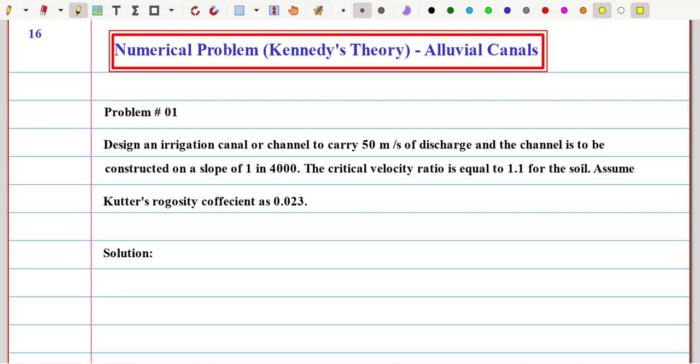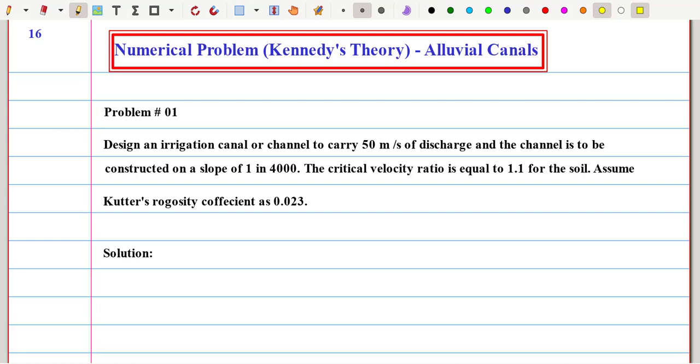So put that and put the value of slope in the equation. And we already got the value of R, hydraulic radius, which is 2.022. And S, the bed slope, is given to us, which is 1 divided by 4000. So we got everything, right? We just need to put the values and calculate it.